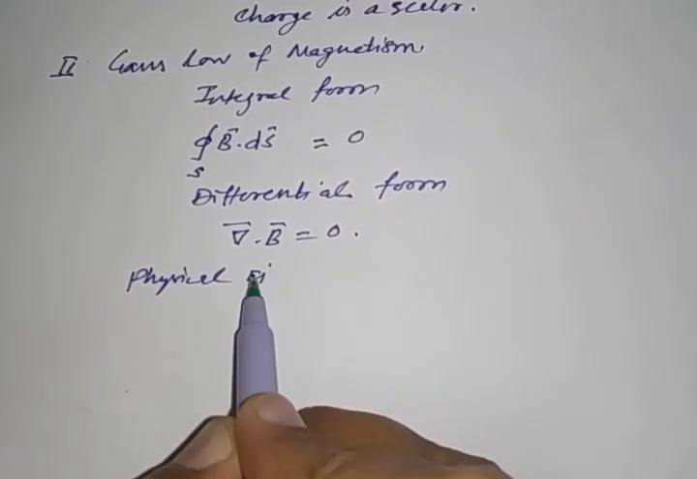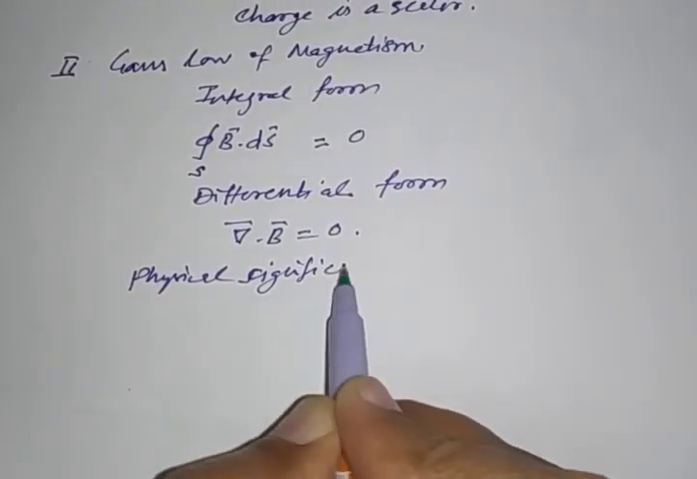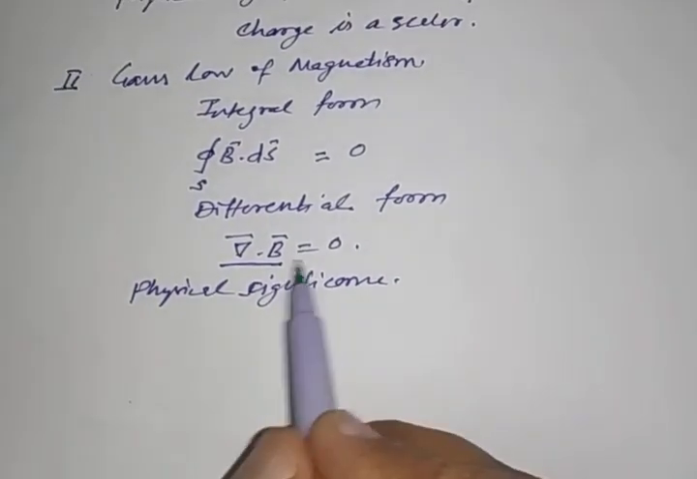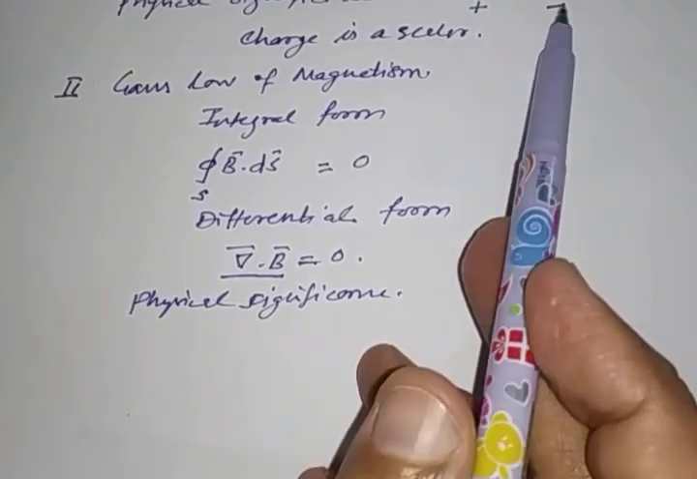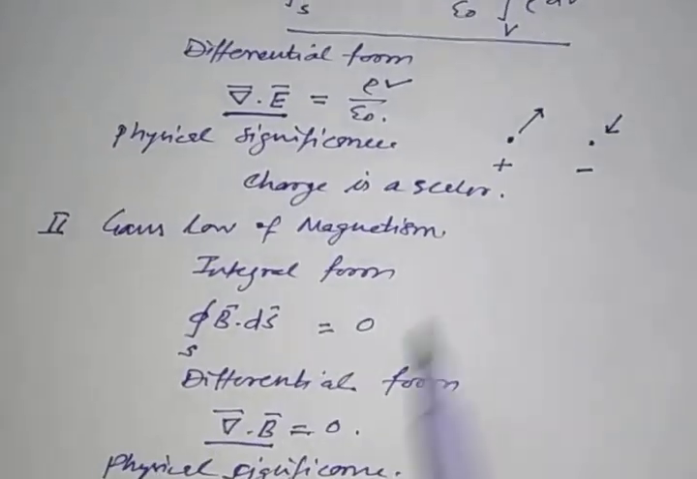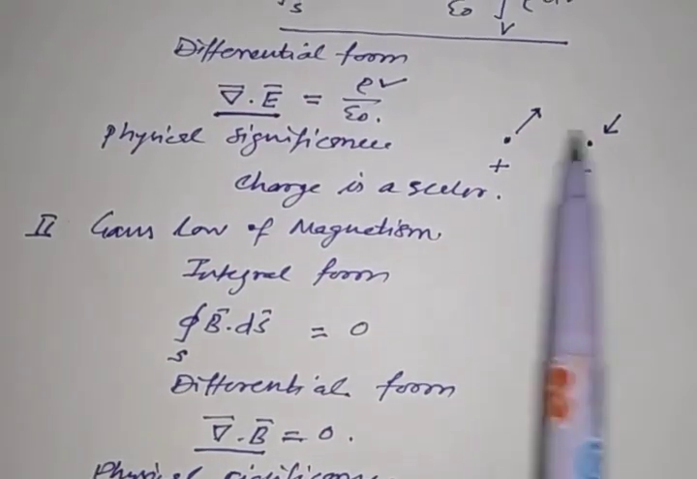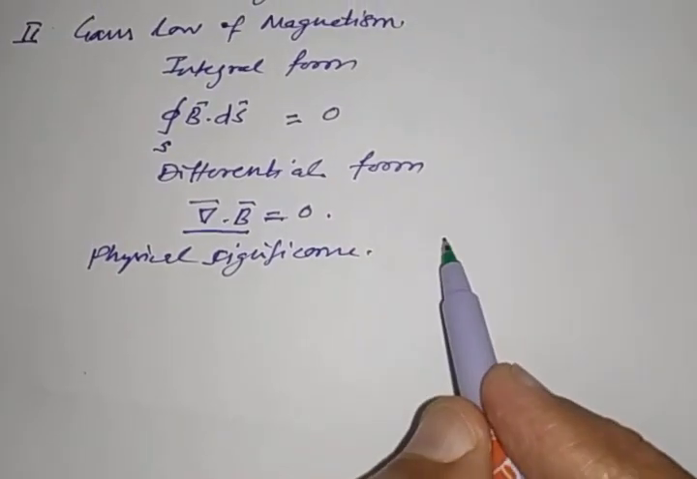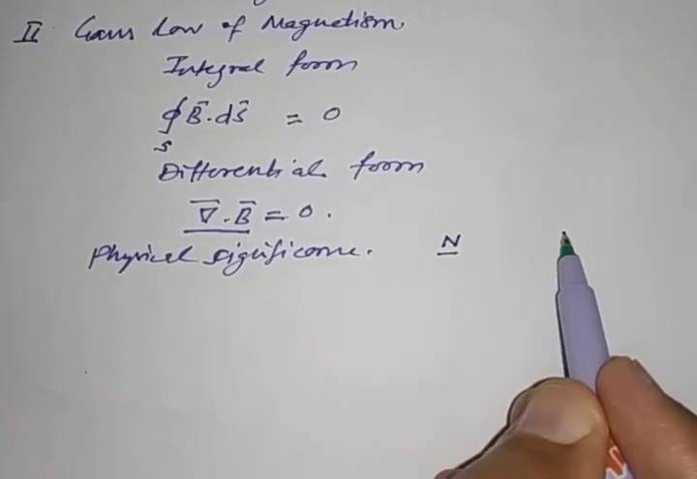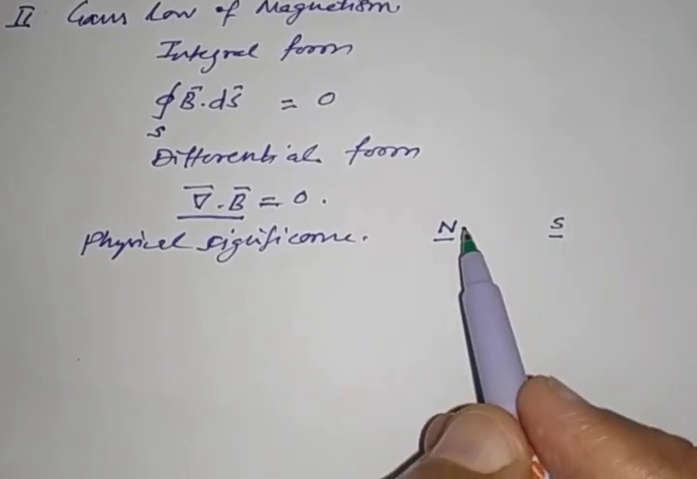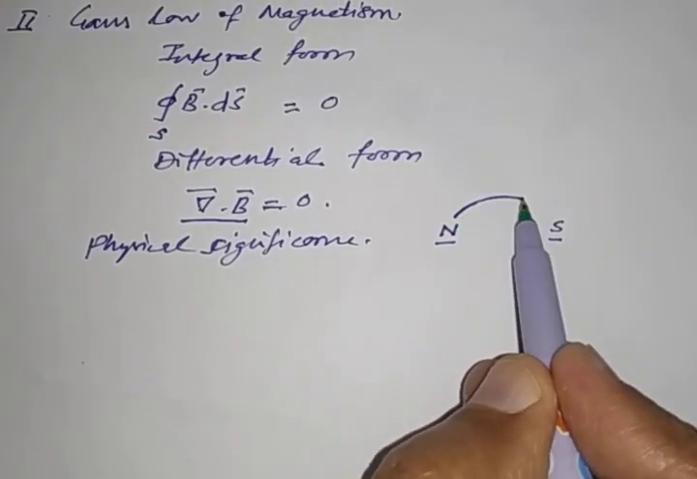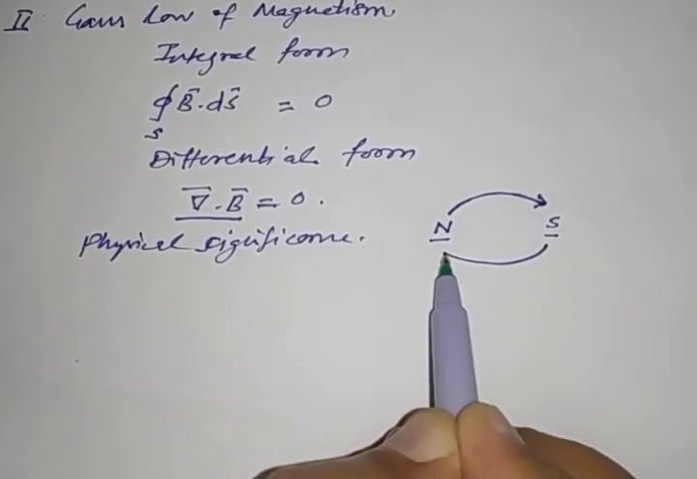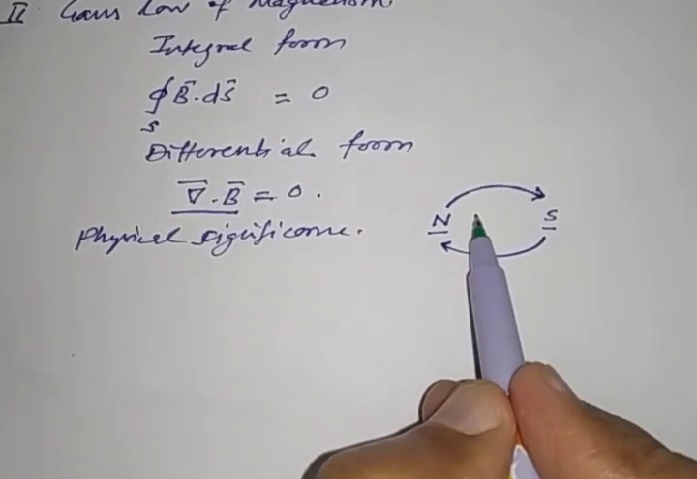Now coming to the physical significance of this equation, we can see the divergence of the magnetic field is 0. Divergence, when we see over here, in case of electric field, it is outward or inward. This can be a source or a sink. But in terms of the magnetic field, we have to have the north pole and south pole for a magnet. And if we see the magnetic field lines moving from one place to another, the same field line is coming back, making a closed curve.